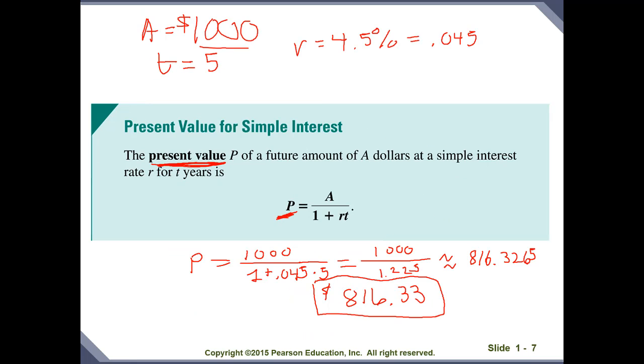So that's what you need to know for simple interest. And the idea of simple interest is that the interest gets paid or charged just once. That is not used a lot in the real world. The real world uses compound interest more, which we'll talk about in the next video.